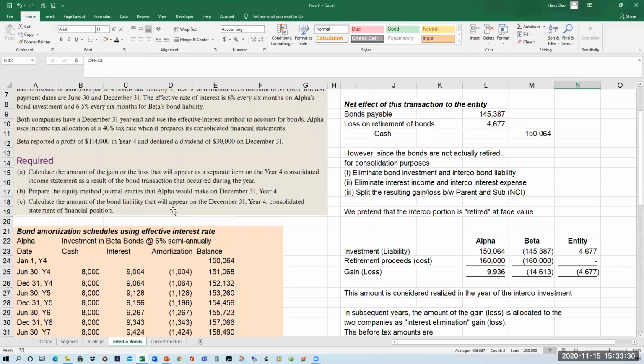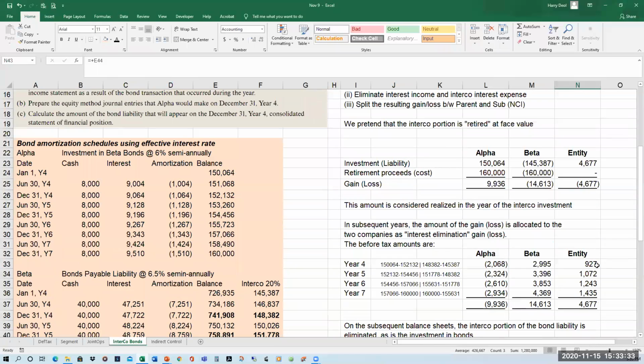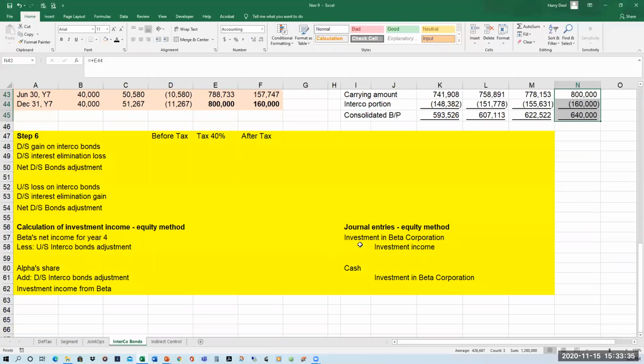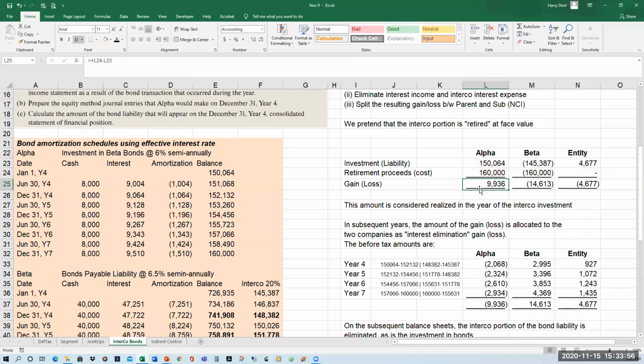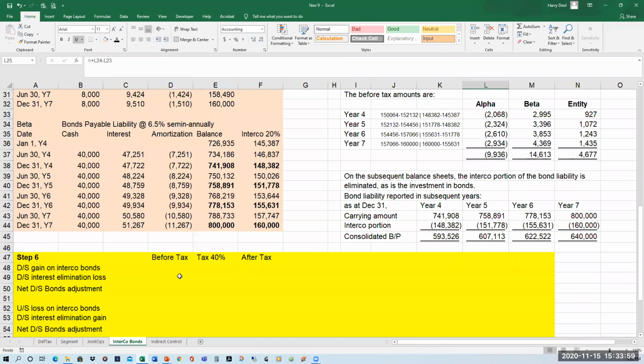Now, the answer to part B is the equity method journal entries. Well, in order to record the equity method journal entries, we need to calculate the equity method income. So we have, as far as the bonds are concerned, there is the downstream portion, which is related to alpha, and there's the upstream portion, which is related to beta. For year 4, alpha has a gain of $9,936 due to the elimination of the bond investment.